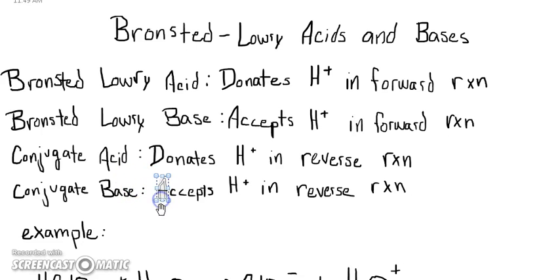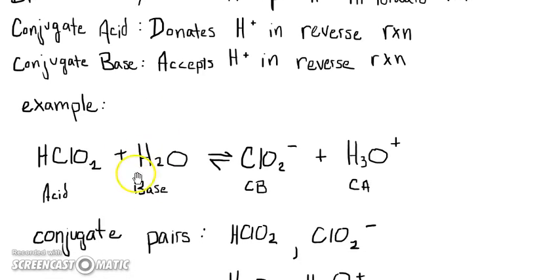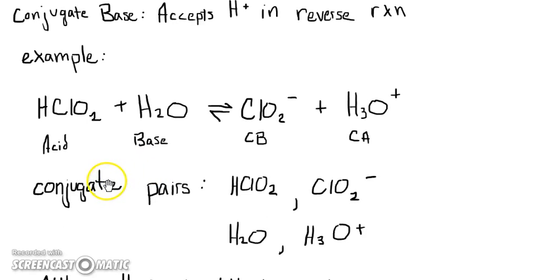As some examples of these Bronsted-Lowry acids and bases, we're going to use the reaction HClO2 + H2O yields ClO2- + H3O+. When we're trying to identify the acids and bases, we need to look at which one accepts the H and which one donates the H. In this reaction, we can see that HClO2 is giving up the H because it becomes ClO2- on the other side, and H2O is accepting the H because it becomes H3O+ on this side. So that would make HClO2 our acid and H2O our base.